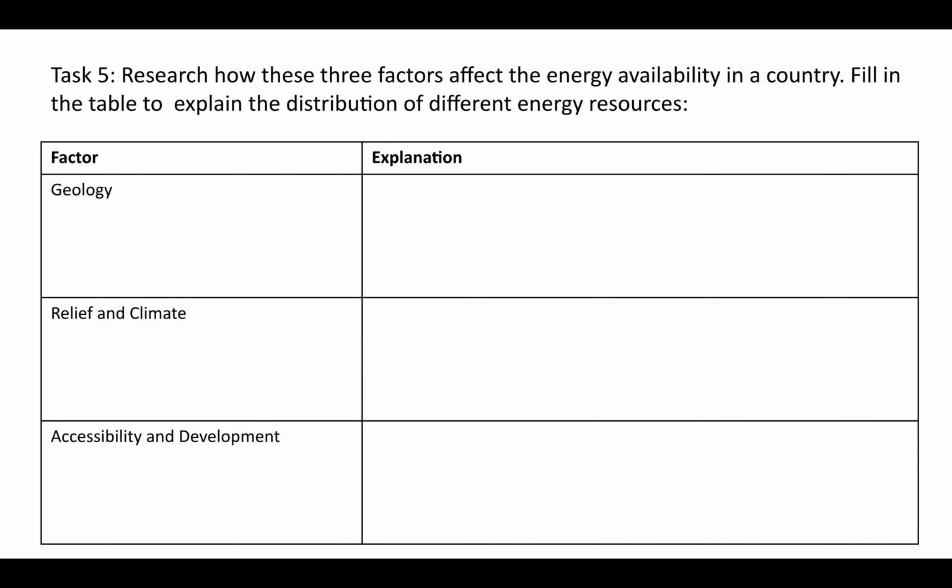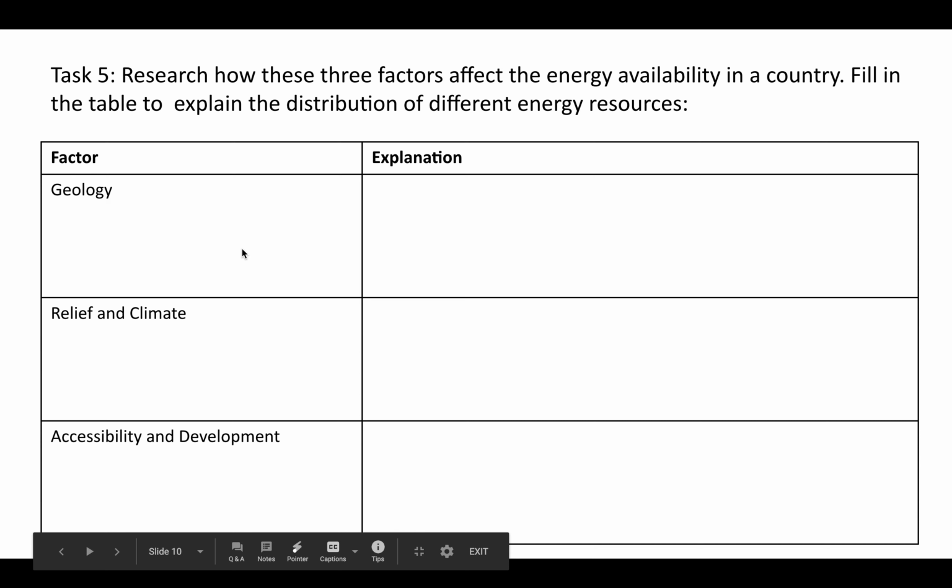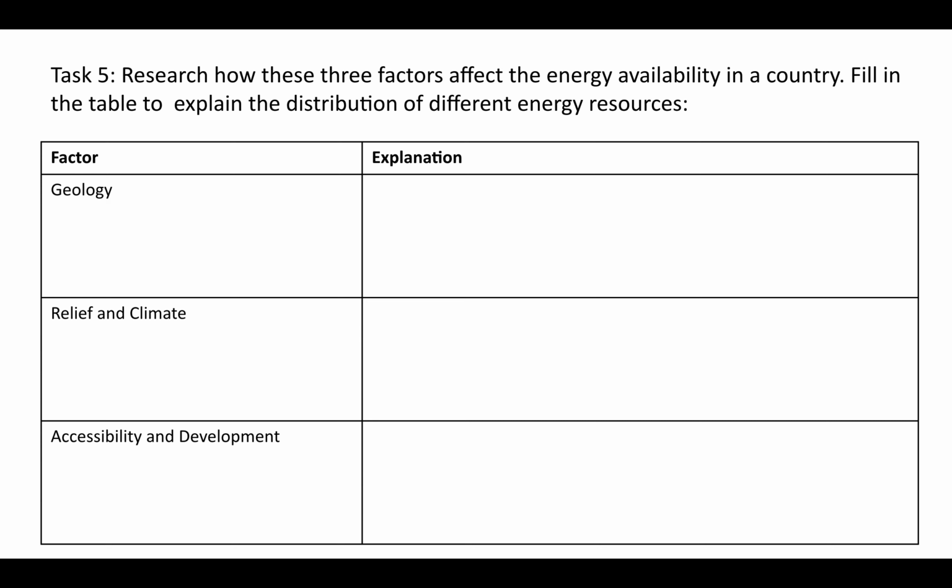So what I'm going to ask you to do now is a little bit of research. You've been listening to me talk for quite a while, so we're going to pause for about 10 minutes. You're going to do a bit of research for me, and I'd like you to find out how these three factors: geology, which is rock types, relief and climate, the height of the land or the shape of the land, and the climate that we have in that place, the average temperature and precipitation, and the accessibility and development of a place, how easy it is to get in and out of, and the development level, economic development, affect the amount of energy available in a country.